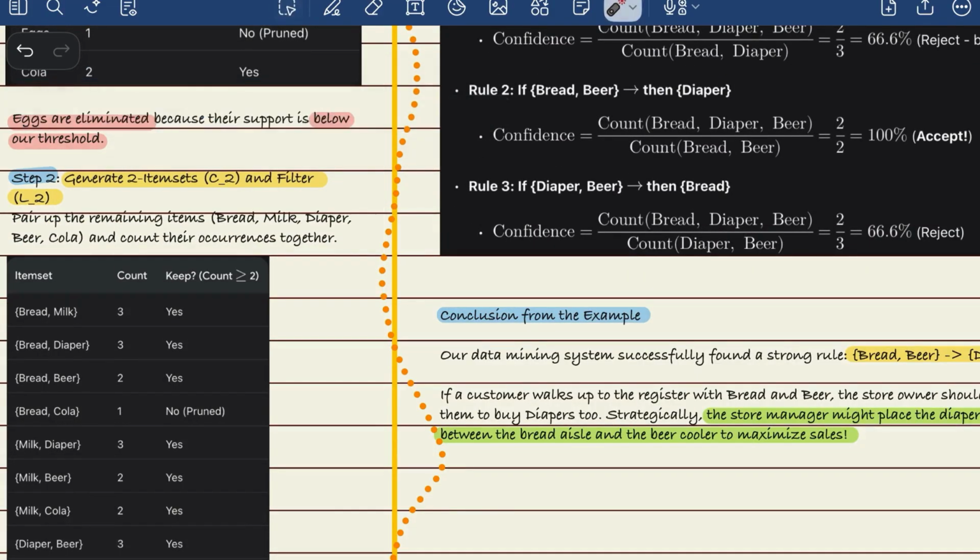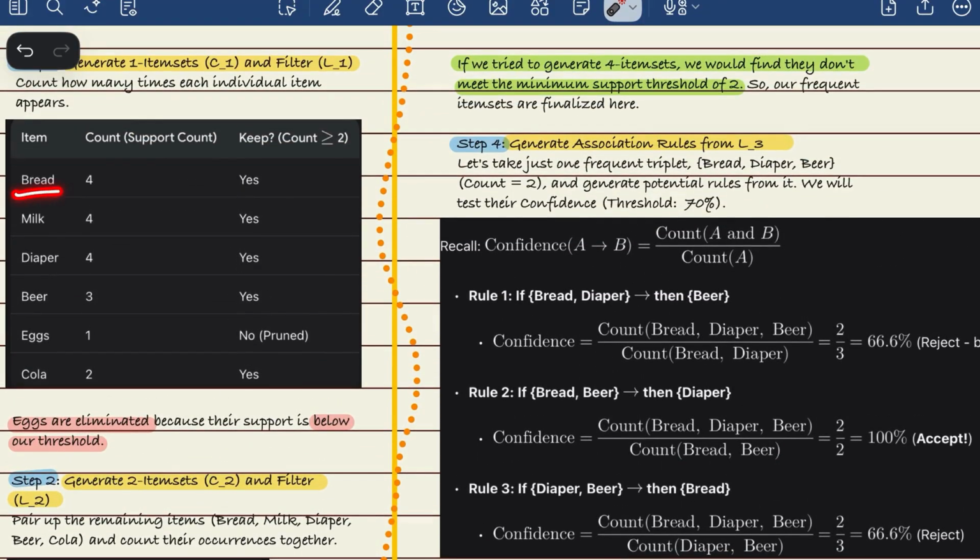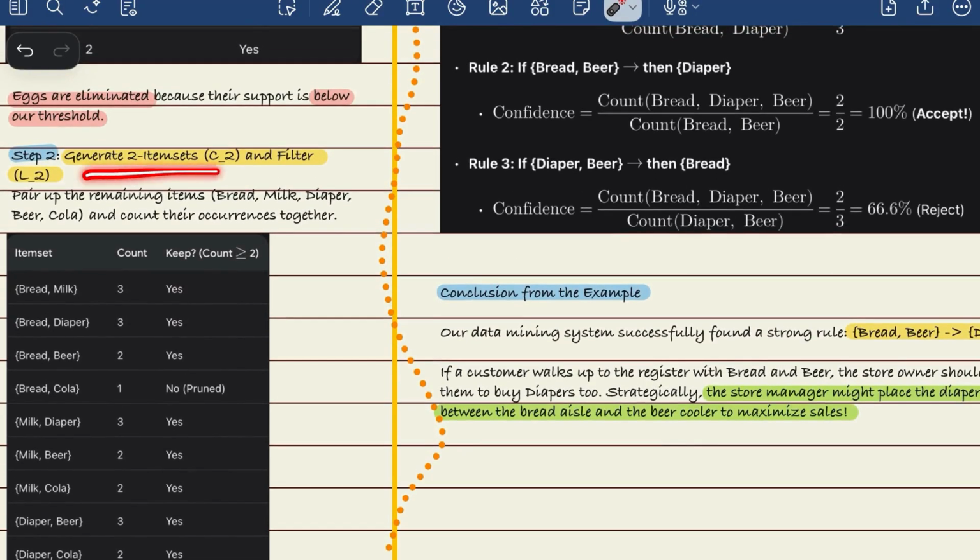And the very next step is, now what we have is bread, milk, diaper, beer and cola. Egg is eliminated. Step 2 is to generate 2-item sets. Okay, now we'll generate the pairs. We'll pair up the remaining items in twos and count how they appear together.